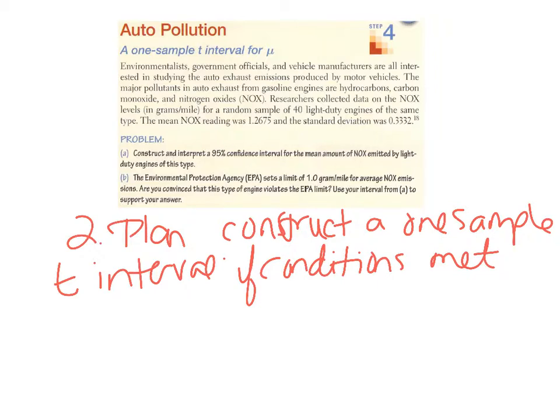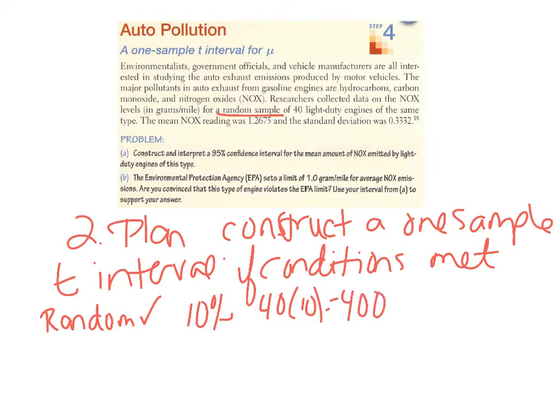And this is where I would do that, right? So my conditions are that it is random, okay? And it's stated that I took a random sample here. I need to check my 10% conditions because I'm not putting these back into the population. So I need a population of at least 400, and the assumption would be that there are more than 400 light-duty engines of this type out there.